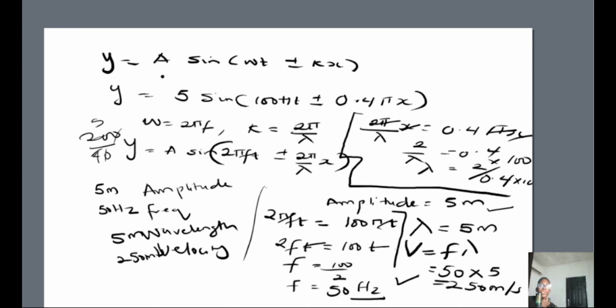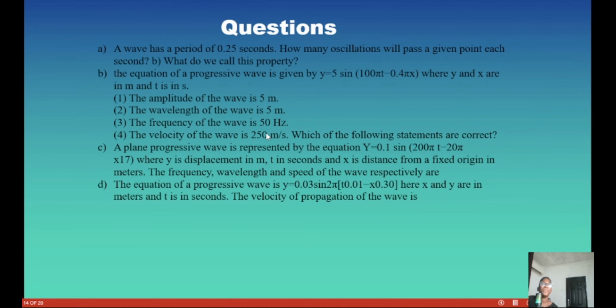We're asked which of them is correct. So it said the amplitude of the wave is 5 meter. That's checked. Very correct. The other one says the wavelength of the wave is 5 meter. Correct. The frequency of the wave is 50 hertz. Wow. And the velocity of the wave is 250 meter per second. The question asks which of the following statements are correct. So basically the four statements are correct, and we have calculated to check that all of them are correct.